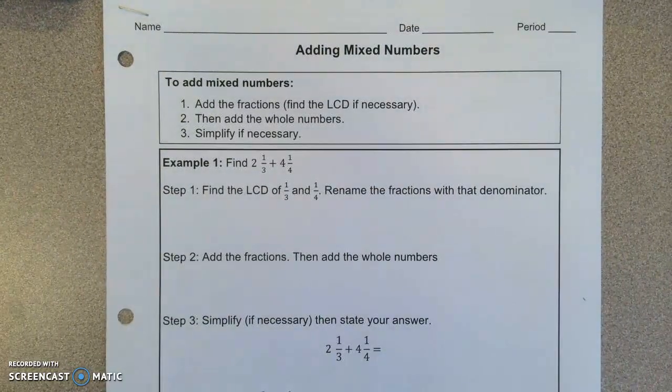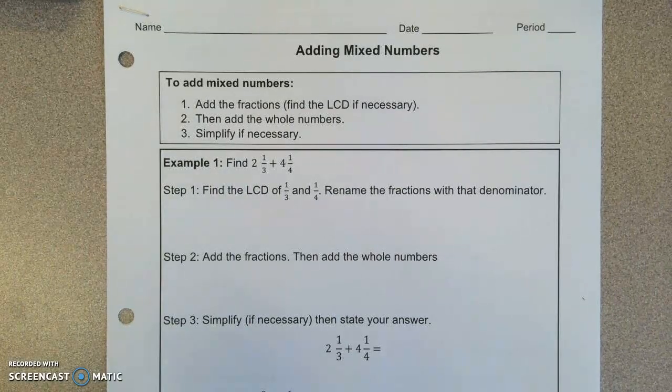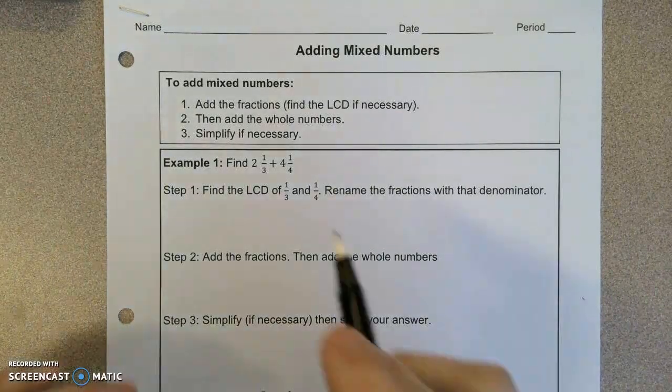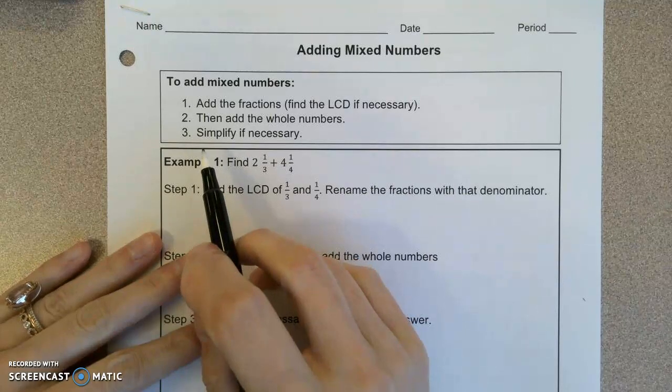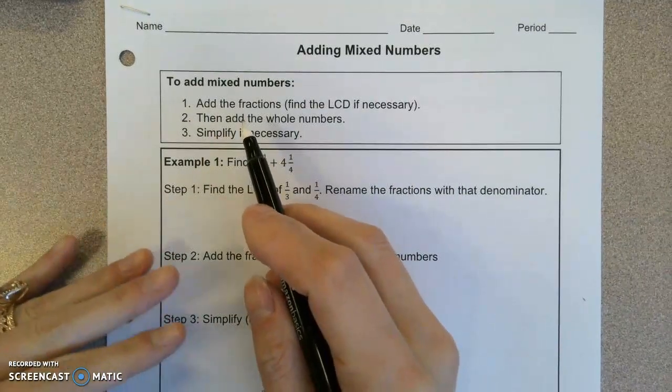Today we are going to be adding and subtracting mixed numbers. So just like with fractions, we do have to have a common denominator. So our steps for adding mixed numbers, we add the fractions first.